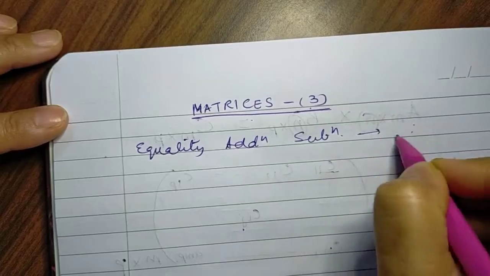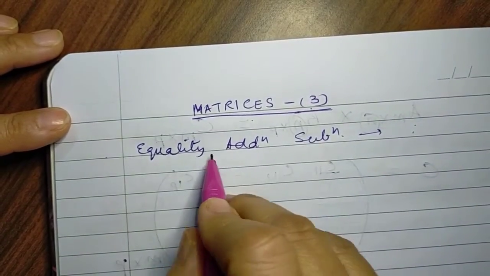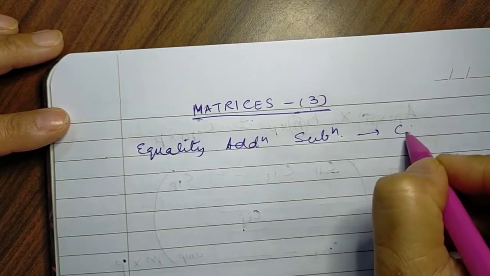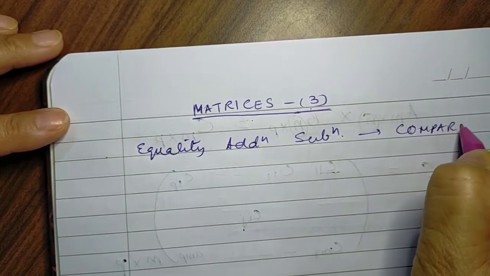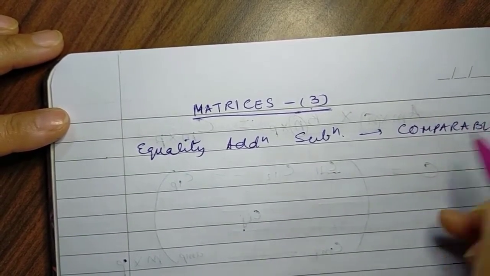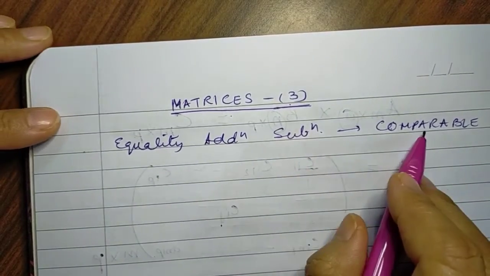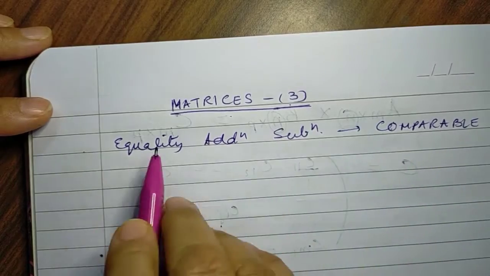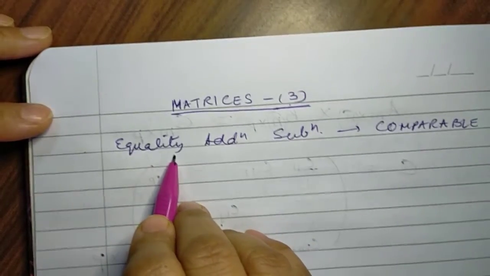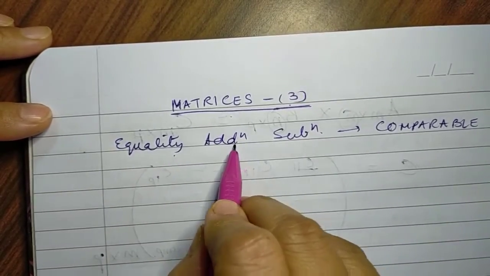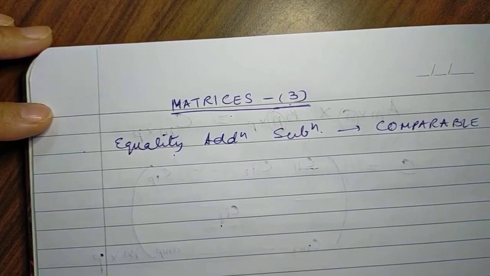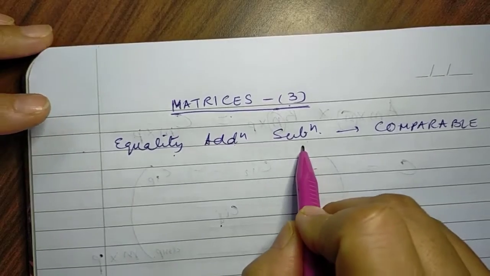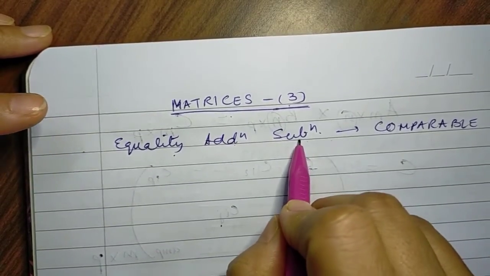Then we did checking the equality of matrices, and addition and subtraction of matrices. All three have to satisfy one particular condition, that the matrices should be comparable, that is, of the same order. If two matrices are comparable, only then we can check for equality of two matrices, and only then we can add and subtract two matrices, and the result would be another matrix of the same order. All this we saw in the previous video.